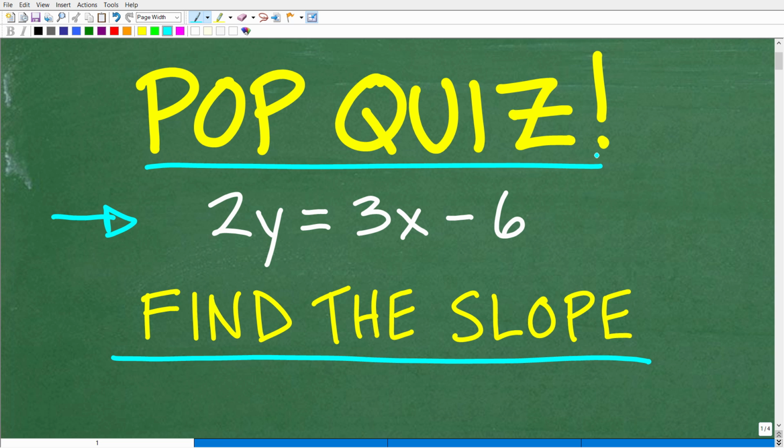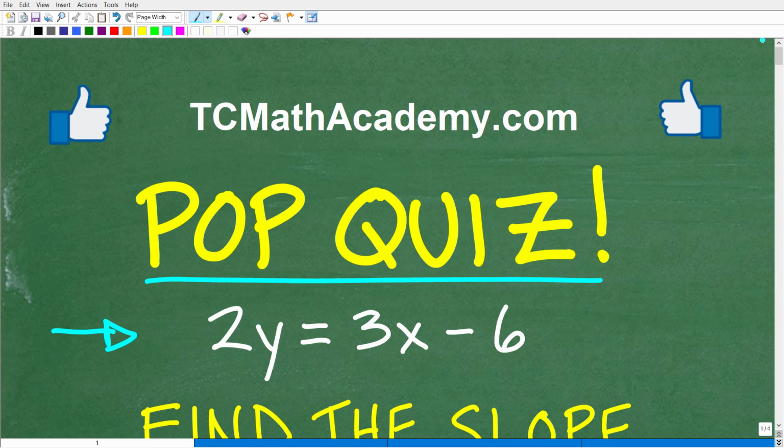All right, so the equation here is 2y is equal to 3x minus 6. And again, this is a linear equation or an equation of a line, and we want to find the slope. All right, so pretty straightforward question. And if you have the answer, go ahead and put that into the comment section. I'll show you the correct answer in just 1 second. Then, of course, I'll explain how to find the slope in this particular problem. This is not going to be that difficult.